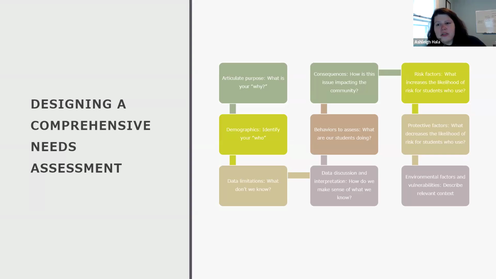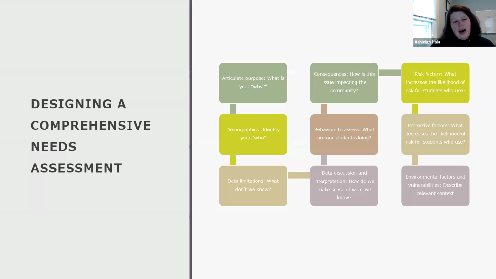What are the risk factors? What are the things that are increasing the likelihood of risk? And then what are the protective factors? What decreases the likelihood of risk on campus? And then the environmental factors. So what is our relevant context? Are you an urban campus? Are you a suburban campus? Are you a dry campus? What's your residential situation? Are you a 2-year? Are you a 4-year? All these pieces matter, right?